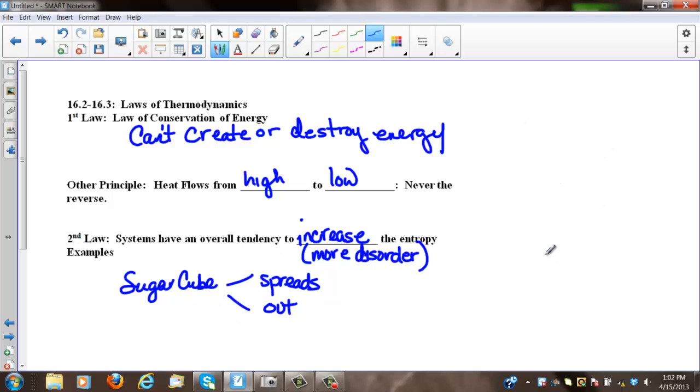One way to look at these two laws: the first law, you can't win, you can only break even. And in the second law, you can't break even. Simply that, because you're going to move toward disorder. And if you don't want disorder, you're going to have to put energy into the system to maintain the order.